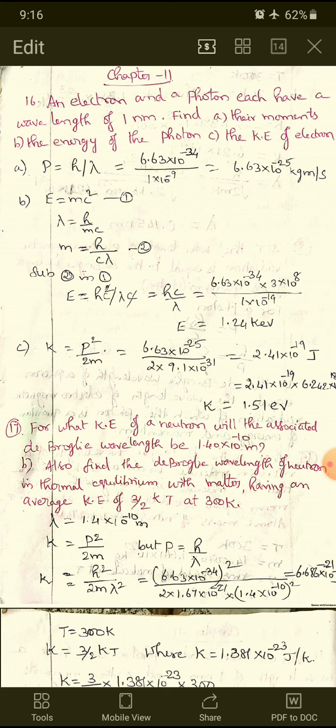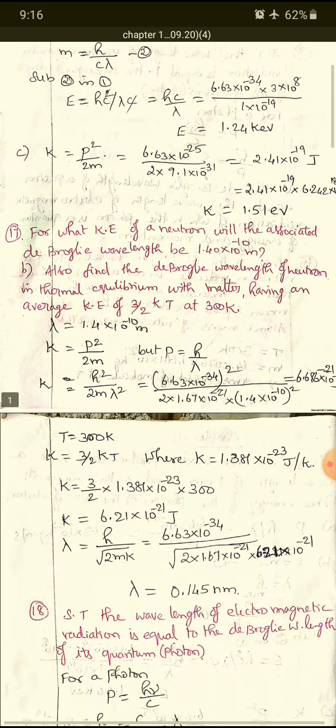K is equal to p squared by 2m. But p is equal to h divided by lambda. Substituting the value of p here, you will get K is equal to h squared divided by 2m lambda squared. Substituting these values, 6.63 into 10 to the power of minus 34 the whole square, divided by 2 into 1.67 into 10 to the power of minus 27 into 1.4 into 10 to the power of minus 10 the whole square, will give you 6.686 into 10 to the power of minus 21 joules. Okay, let us go for the next one.